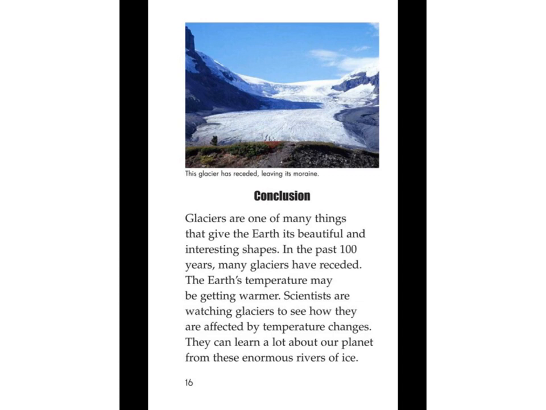In the past 100 years, many glaciers have receded. The Earth's temperature may be getting warmer. Scientists are watching glaciers to see how they are affected by temperature changes. They can learn a lot about our planet from these enormous rivers of ice. This is precisely why you are going to do the project and investigate what percentage of our Earth is still a glacier and how much of it has melted ever since the Ice Age.